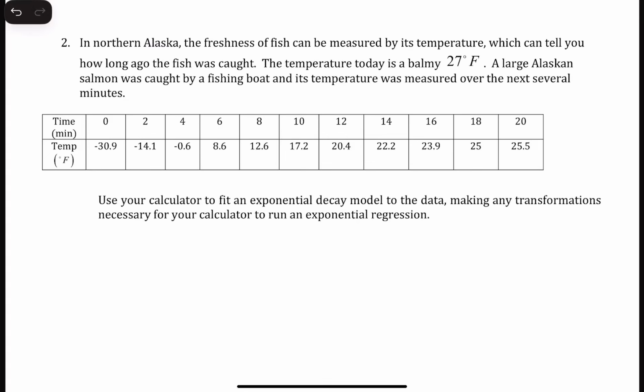In this video, we'll be going over some logistic and exponential graphing and problems. So, let's start off with this question.